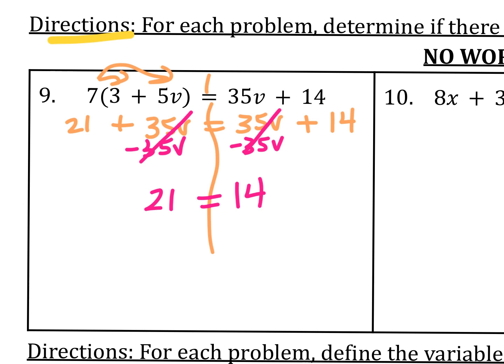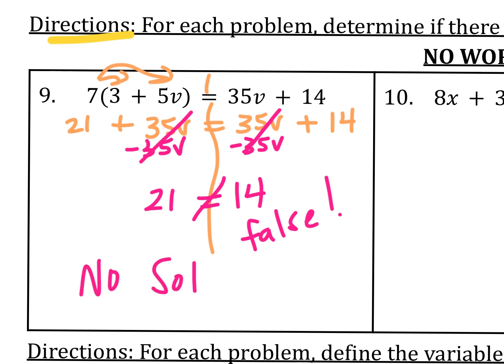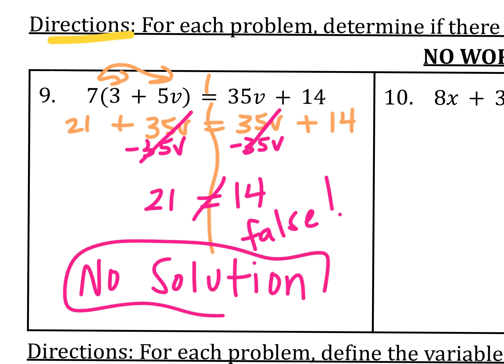So here you would ask yourself, does 21 equal 14? Is that true or false? That is false. 21 does not equal 14. So therefore, this is an example of an equation that has no solution, because we end up with a false statement.